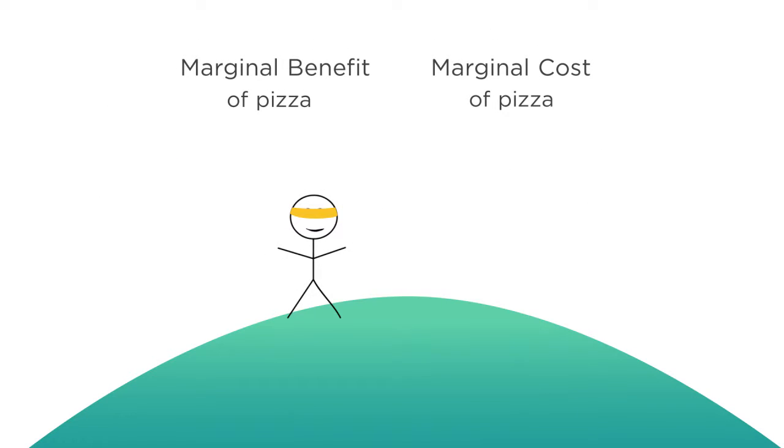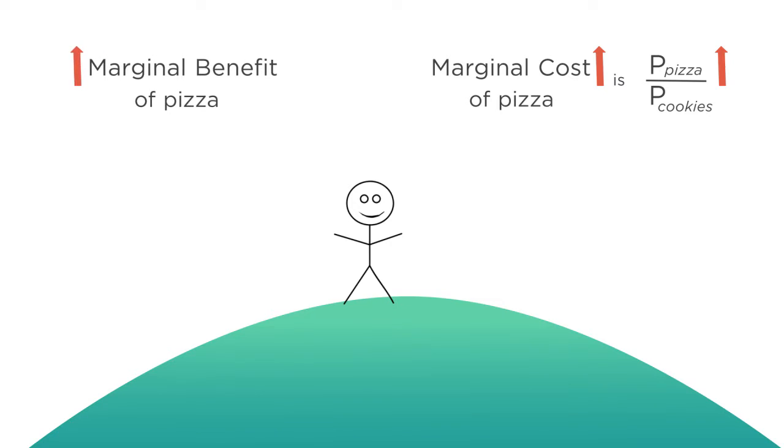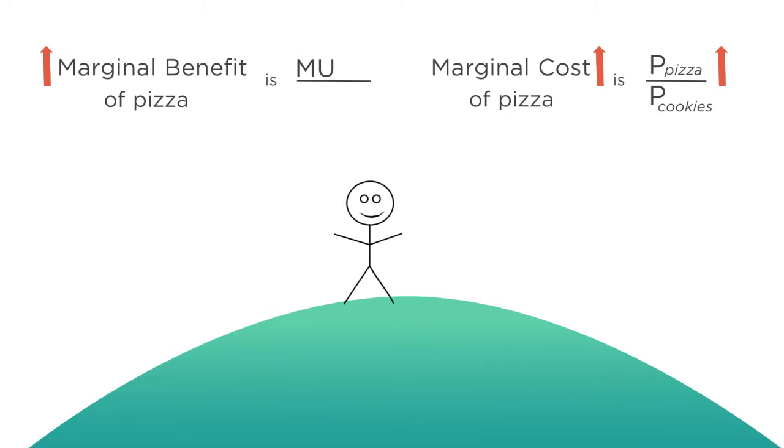Think about this in terms of the utility maximization strategy we talked about last lecture. The ratio of the price of pizza to the price of cookies is the marginal cost of pizza. So when the price of pizza goes up, the marginal cost of eating pizza goes up. We know that to be at the top of the hill, marginal cost must equal marginal benefit. Therefore, if the marginal cost of pizza is going up, then the marginal benefit of pizza must also increase. Otherwise, you won't be at the top of the hill anymore. What is the marginal benefit? It's the marginal utility of pizza relative to the marginal utility of cookies. So the marginal utility of pizza must rise compared to the marginal utility of cookies.